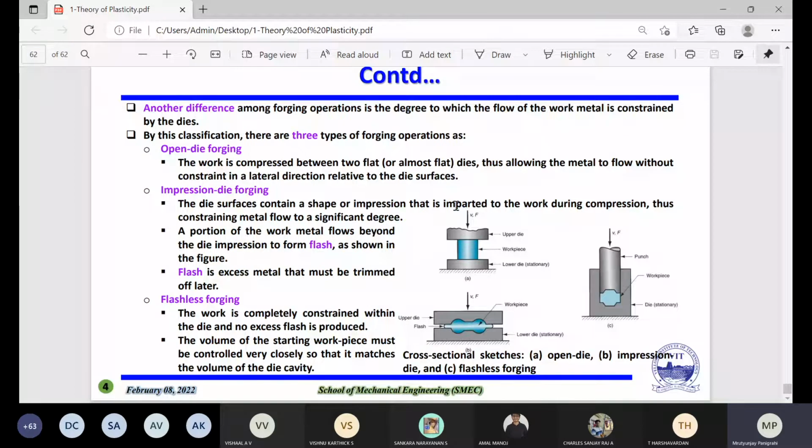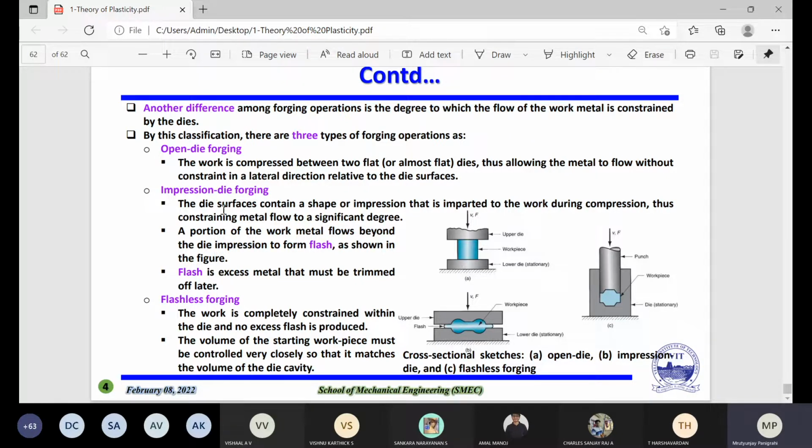So if you see the schematic diagram one, the first one, there are two flat surfaces, or two dies, you can see: the bottom die and the top die. Inside you have the workpiece. This is the upper die and this is the lower die. The lower die is stationary, not moving; only the upper die moves, and you are giving the force on the top die, with a velocity, so you have to press it. This is known as open die forging, which means it is totally open.